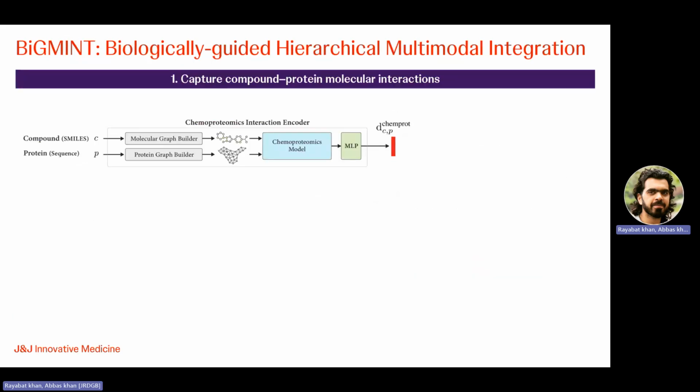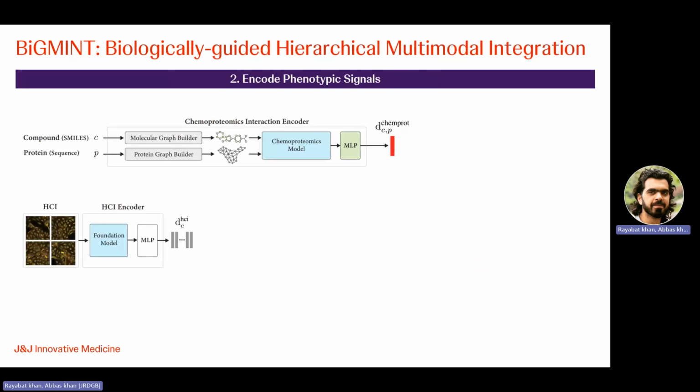BiGMINT builds the solution in several steps. First, for each protein target, we compute a molecular interaction embedding, taking the compound SMILES and the protein sequence and passing them through a physicochemically constrained graph neural network to capture how they interact. This gives us a target-specific anchor that carries protein identity through the rest of the network.